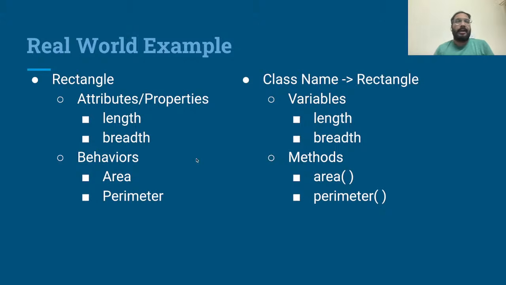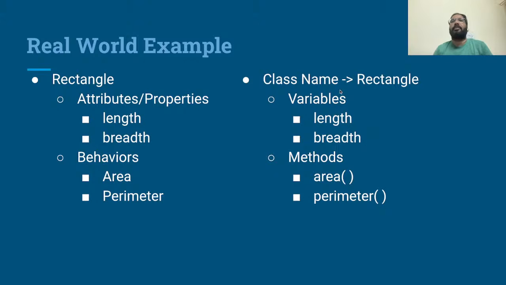So let's say I have an object that is a rectangle, right? Rectangle is an object, and a rectangle basically has two attributes, length and breadth, right? And if we want to calculate area and perimeter, these will be known as behaviors. Okay, now if I relate it to a class, how will you create the class?